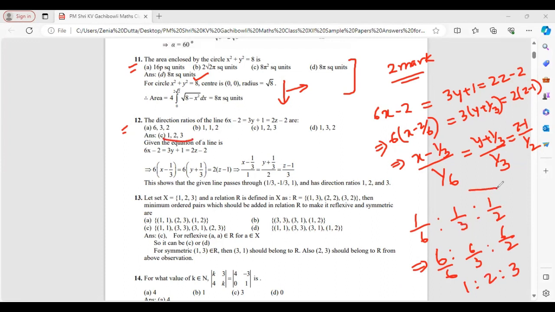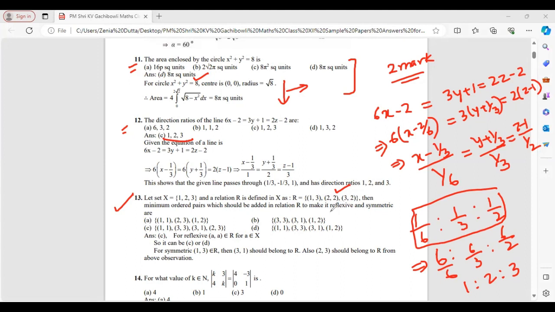Because all of them are proportional to each other, you can reduce them by taking their LCM. Now coming to question 13, let x equal to 1, 2, 3 and a relation is defined like this. Then the minimum ordered pairs which should be added in relation R to make it reflexive and symmetric are. So we have to think what should be added to make it symmetric or reflexive.